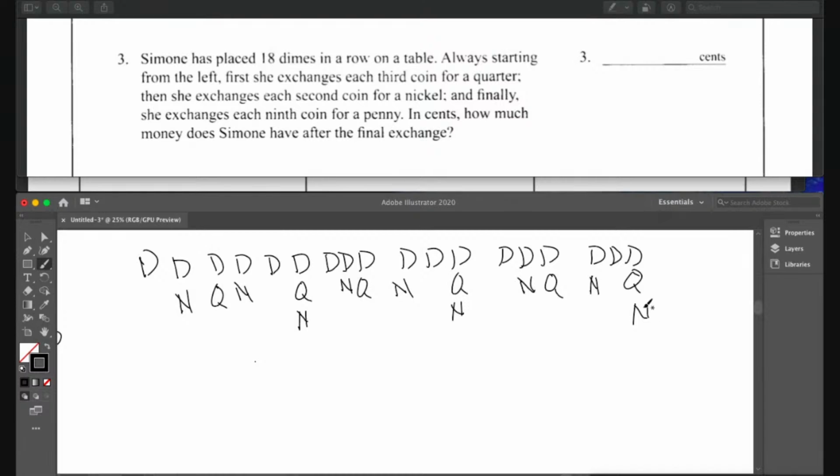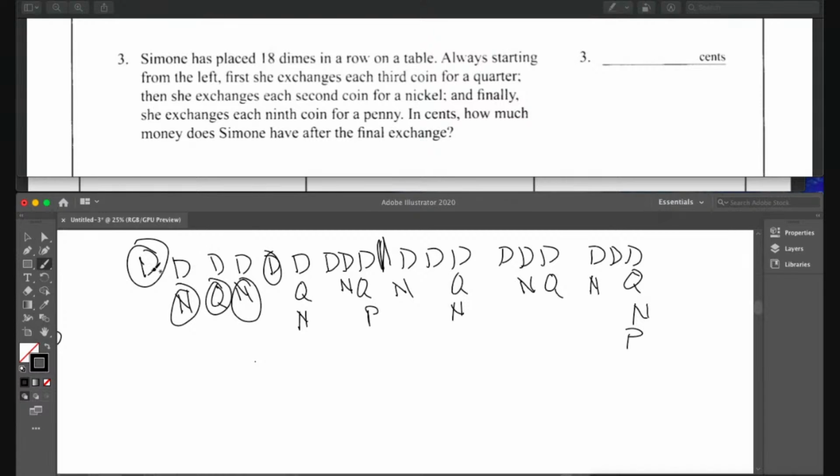Okay, and then finally I exchange each ninth coin for a penny. So this was my 9 right here. So that's going to be a penny. That's going to be a penny. Okay, so now I can just add all this up. Again, I would take the last coin that occurs in each column. So this one I would take dime, this one I would take nickel, this one quarter, this one nickel, this one dime, and so on. Oh wait, this is sprint, so you don't have to calculate. But yeah, it's still not that bad.